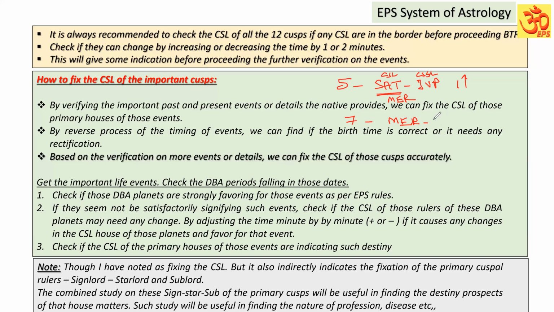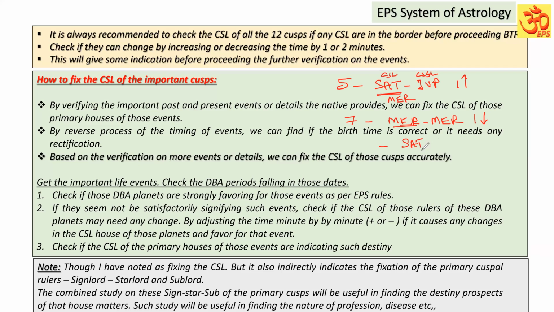And the sub-sublot, the seventh cuspal sub-sublot, is also Mercury. It indicates what? Mercury has just started, and here Saturn is going to end. In this case, a 1 minute reduction in the birth time can change this cuspal sublot from Mercury to Saturn. Right? So this way, just a 1 minute increase or decrease can change the cuspal sublot also.